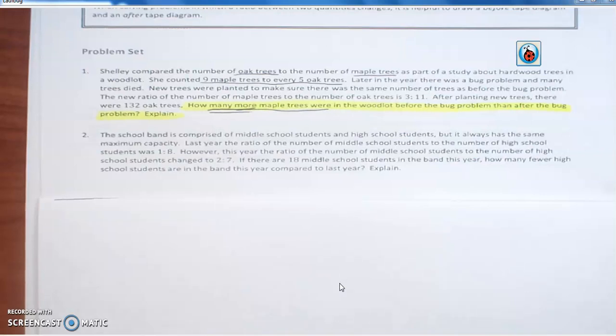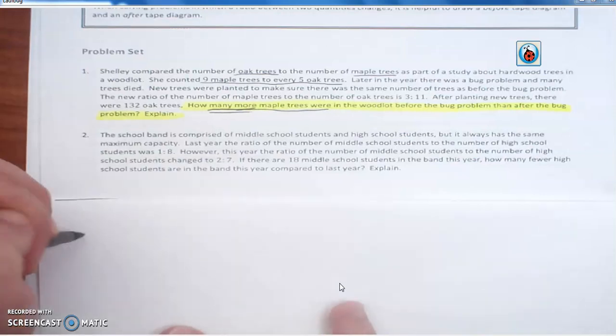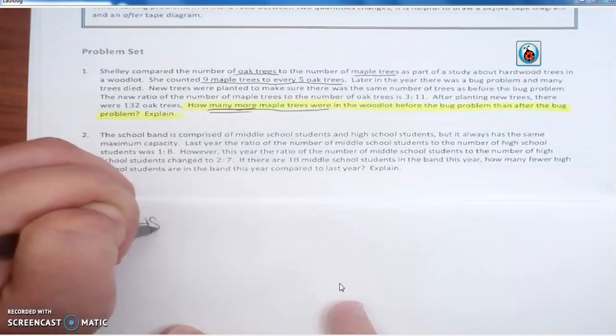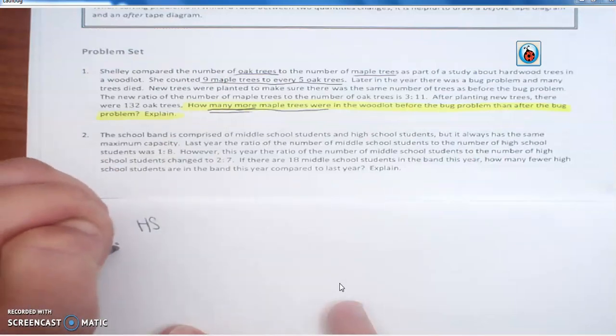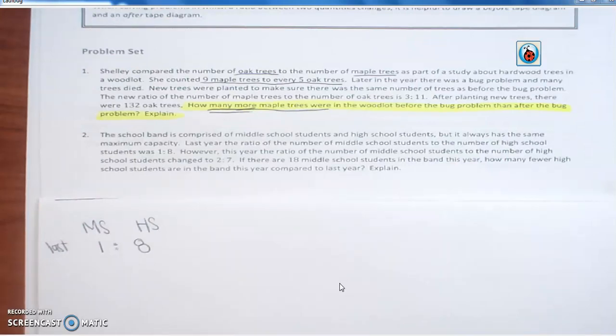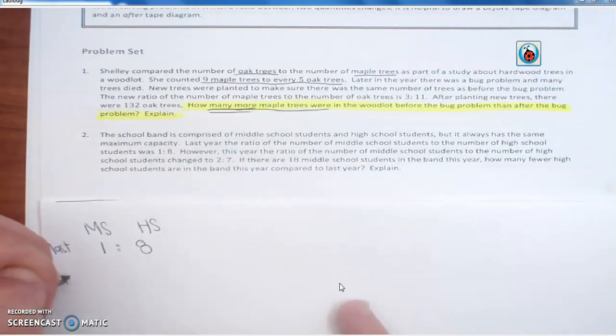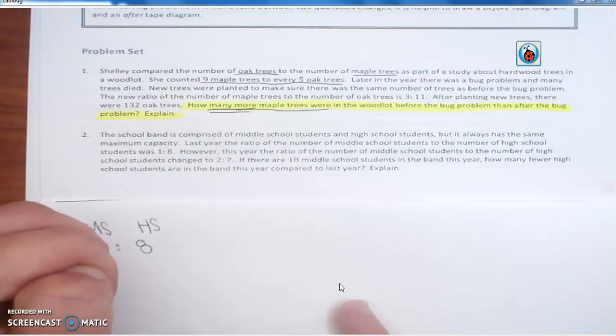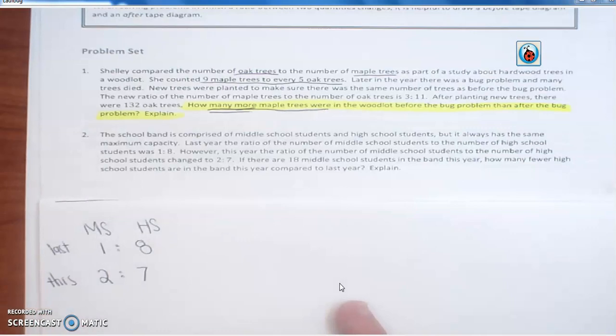Last year, the ratio of middle school to high school, so I'm going to write this down, middle school to high school, was 1 to 8, and that was last year. However, this year, the ratio of the number of middle school students to the number of high school students changed to 2 to 7. So last year and this year, my ratio is still middle school to high school, but now it's 2 to 7. Okay, so there's my table.